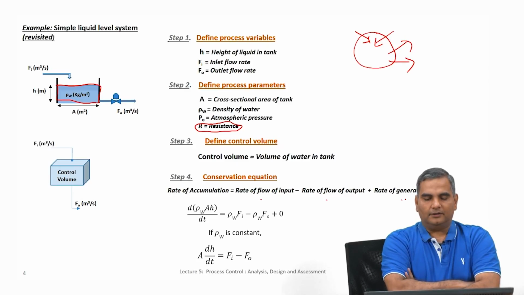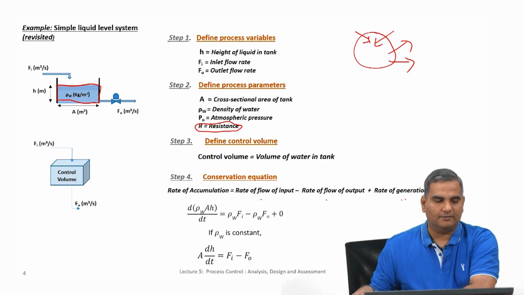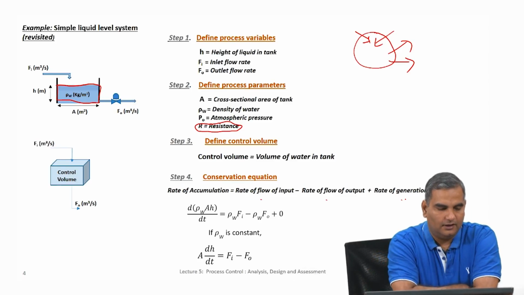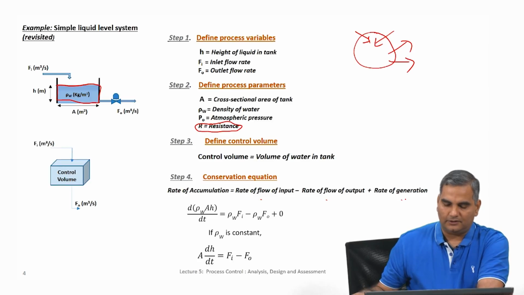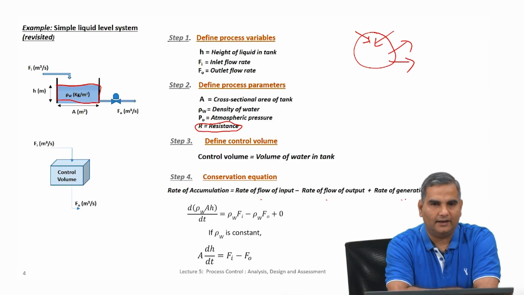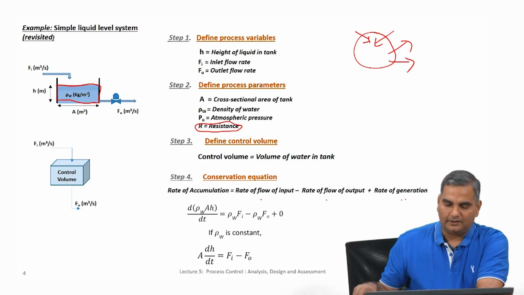Now it is important to understand that at this point you also have to really worry about the units that you are going to use for each of these variables, and in this example we have height in meters, and Fi and F naught are flow rates. So I have those as meter cube per second, and density is in kilogram per meter cube, area is in meter square, and so on. Now when we look at this equation, since we talk about rate, we will have units of time in the denominator. And let us look at each of these terms here.